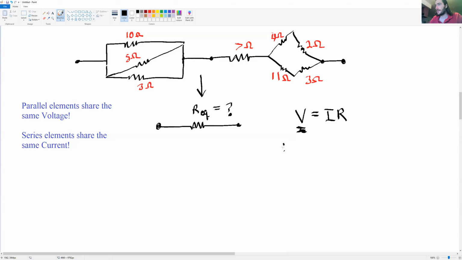So it's the sum of the currents. I1 plus I2 is equal to the total current. Maybe let's put current like IEQ. It's not something I've written down before, but what I mean is the current that would be flowing through the equivalent source.